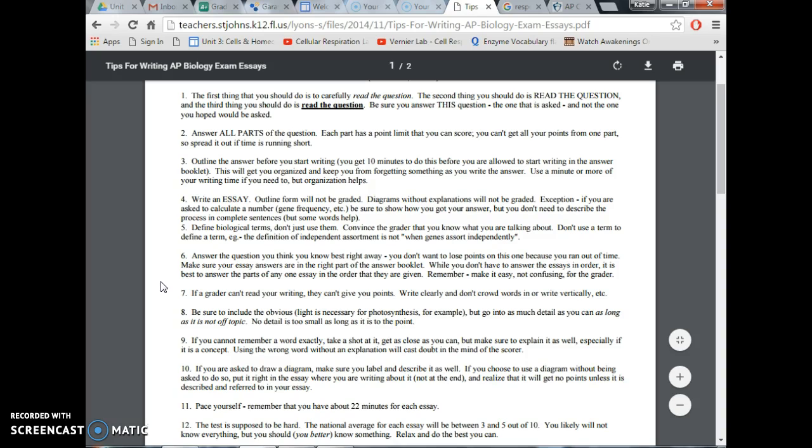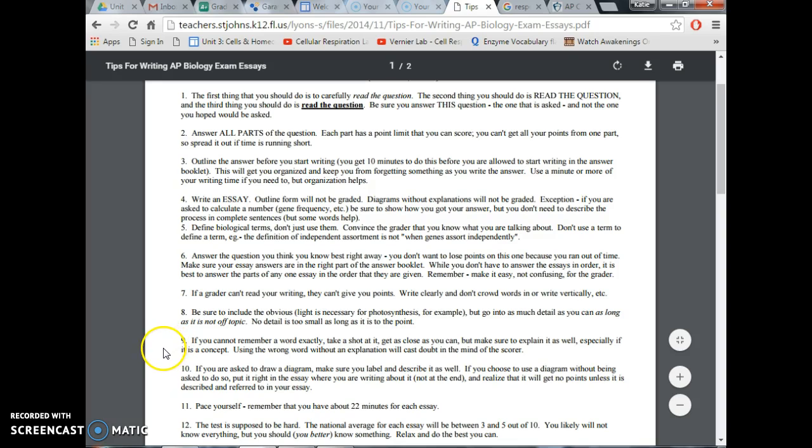Couple other things. If you don't remember a word exactly, or are not able to explain it in as much detail as you want to, give it a shot. Try to explain it. As long as you show them that you kind of understand and don't go too far off topic, then you'll be okay.